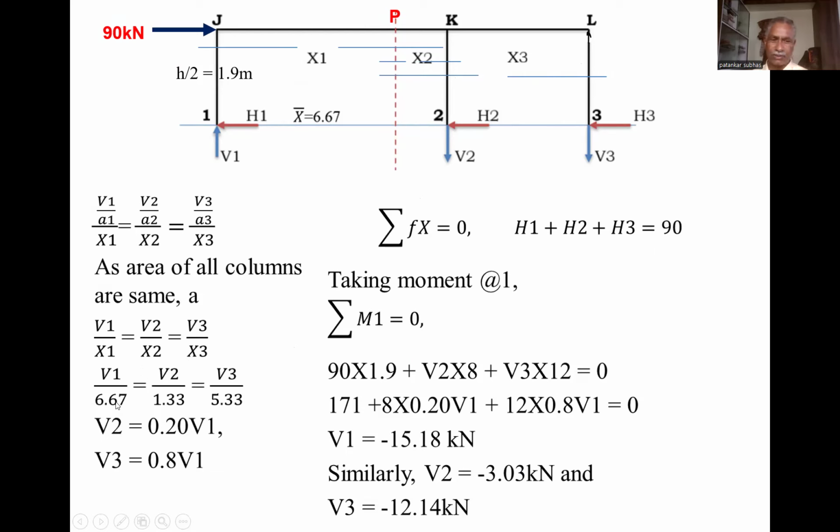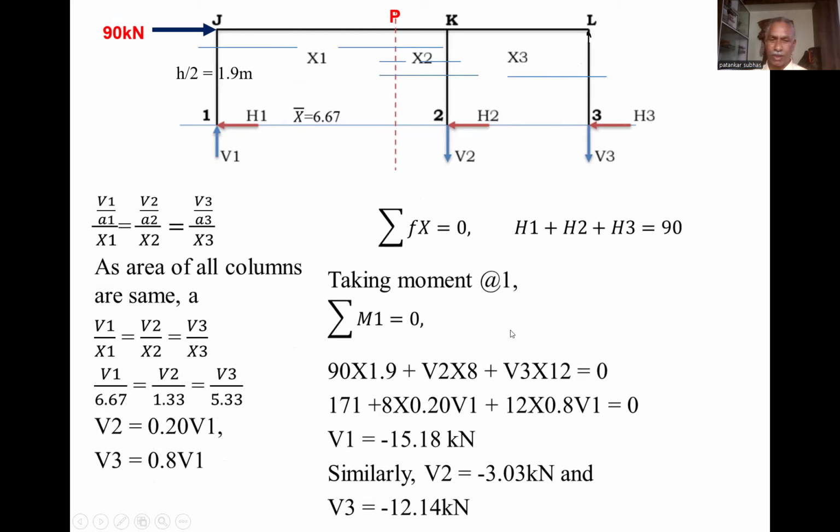And from this we have found the relation. So V1 divided by 6.67 is equal to V2 divided by 1.33 is equal to V3 divided by 5.33. So we convert V2 and V3 in terms of V1. So V2 is equal to 0.20 times V1 and V3 is equal to 0.8 times V1.